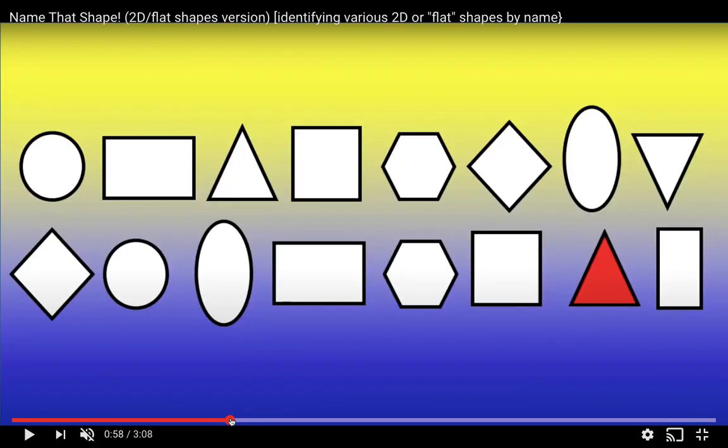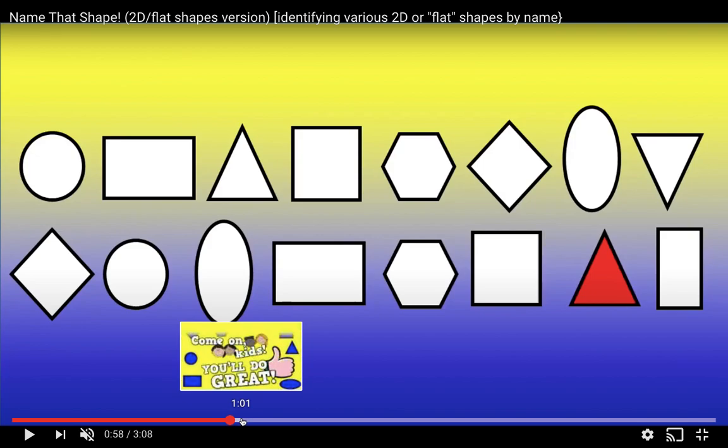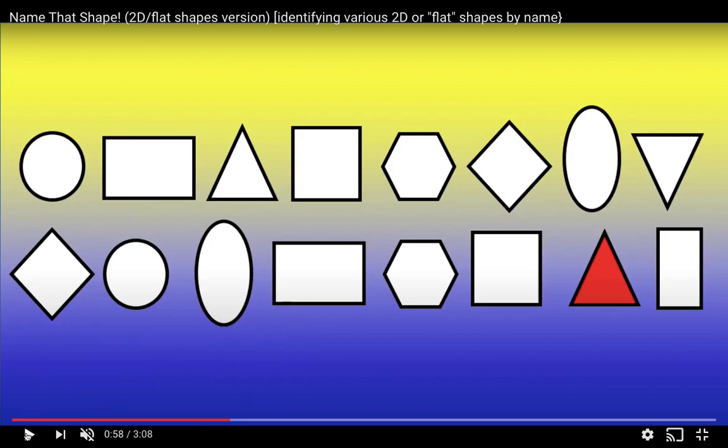And we're back at the beginning again. Do you remember the name of this shape? This shape is another rectangle, that's right. What about the red shape? You got it, it's a triangle. Do you think you'd be able to name all of these shapes? Try it.